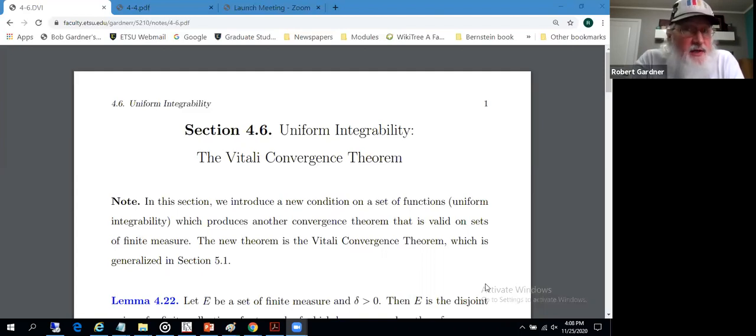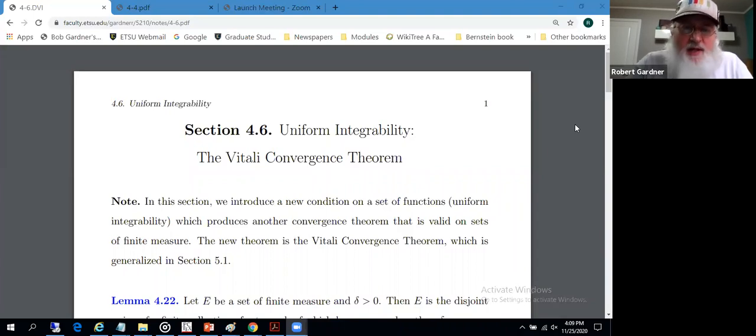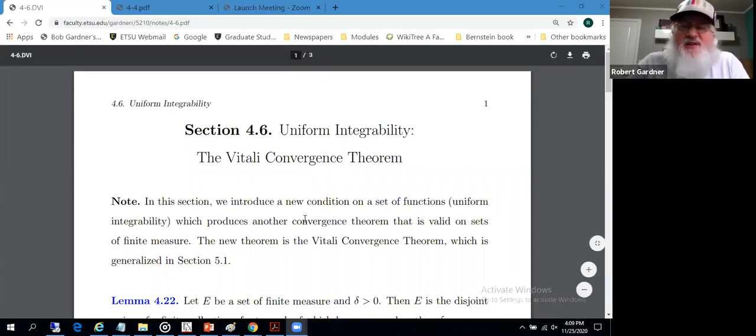For one thing, the Vitali convergence theorem will require a set of finite measure. When we had sets of finite measure, we had bounded functions. And the Vitali convergence theorem doesn't require that. It requires some integrability stuff, uniform integrability in particular, but sets of finite measure. So I can't really put my finger on the class of functions to which this convergence theorem will apply. It applies to some functions from all the classes. So this one's a bit different.